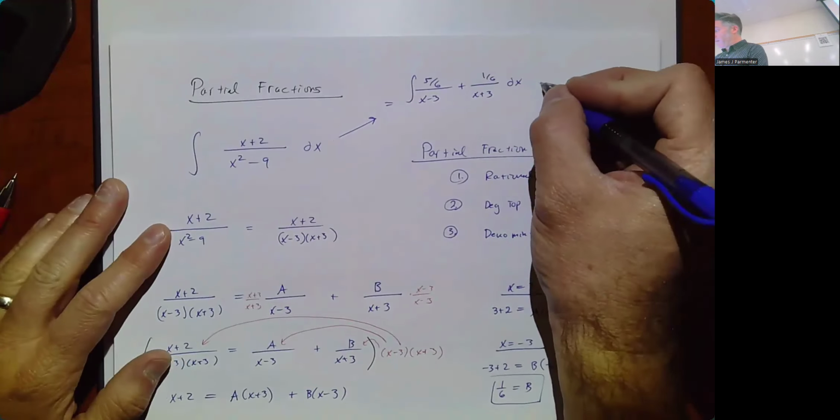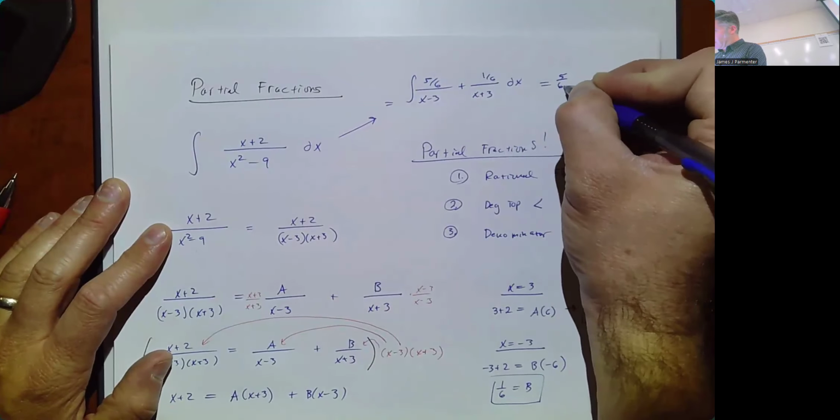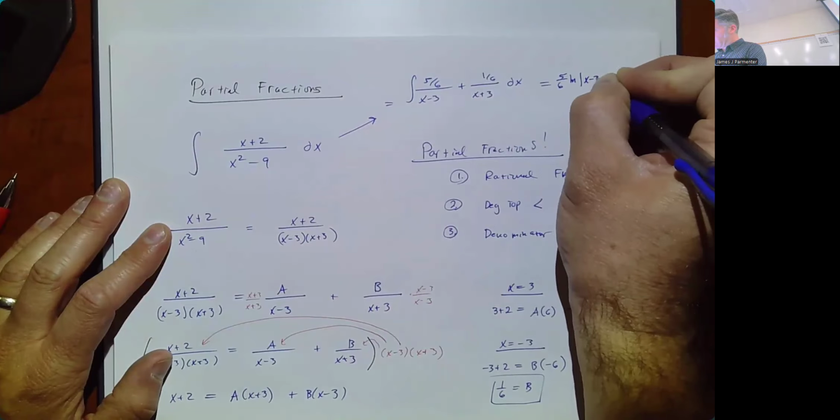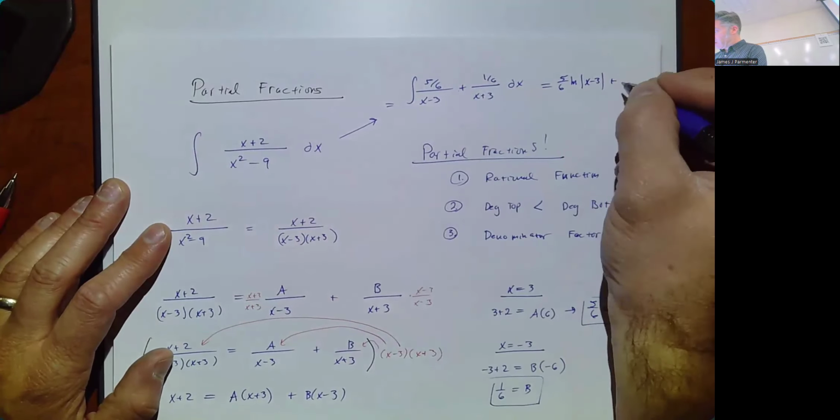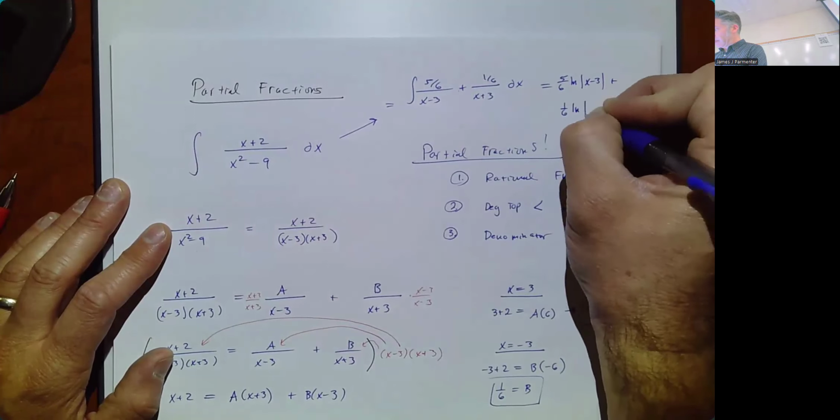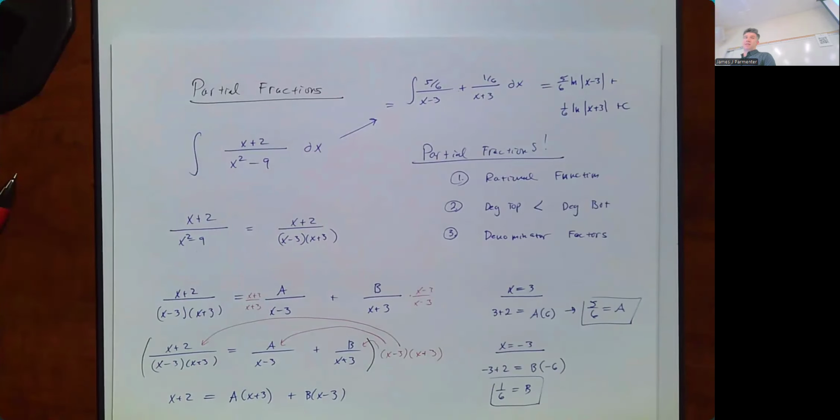The antiderivative of 5/6 over x minus 3 is 5/6 times the natural log of the absolute value of x minus 3. And the antiderivative of 1/6 over x plus 3 is 1/6 times the natural log of the absolute value of x plus 3. The idea here is by making these things into the sum of simpler fractions, those simpler fractional expressions are then much easier to antidifferentiate.